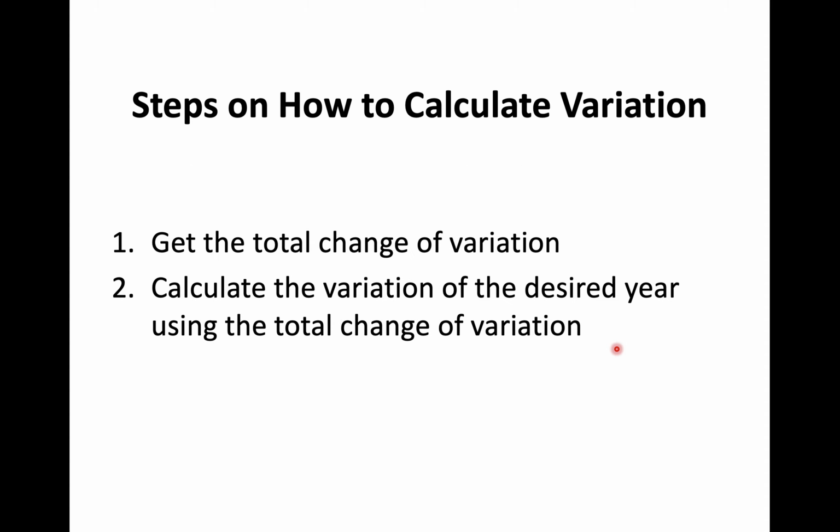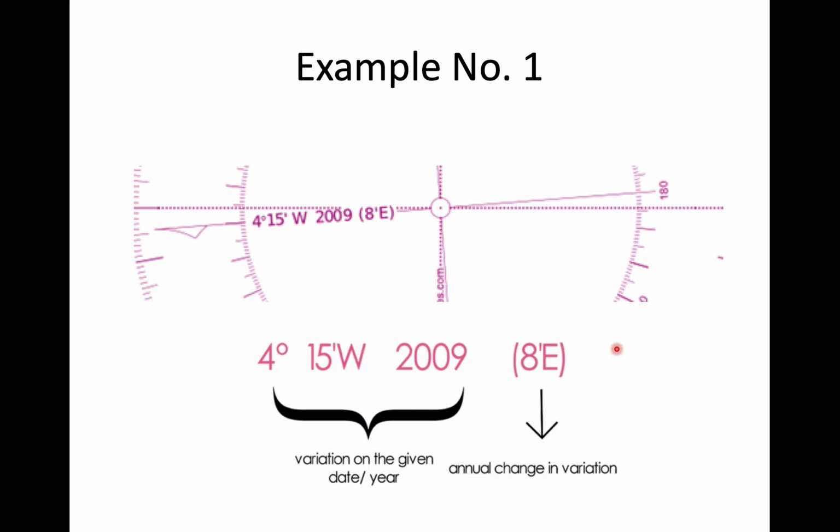Let's take a look at the steps on how to calculate variation. We have two steps. The first one is to get the total change of variation. And then after that, we will calculate the variation of the desired year using the total change of variation. So these are the two steps. Do not forget about this one. Let's have an example.